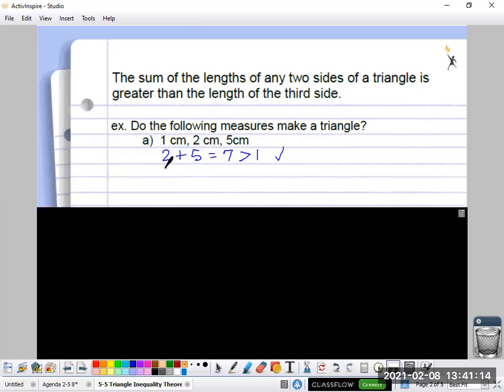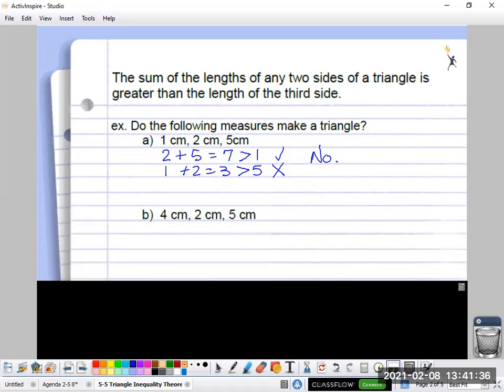Pick two other sides, like 1 and 2. 1 plus 2 is 3. Is 3 greater than 5? No, it is not. When you hit a no right off the bat, no, those will not make a triangle. Even if you get 2 yeses and 1 no, they're not going to make a triangle.